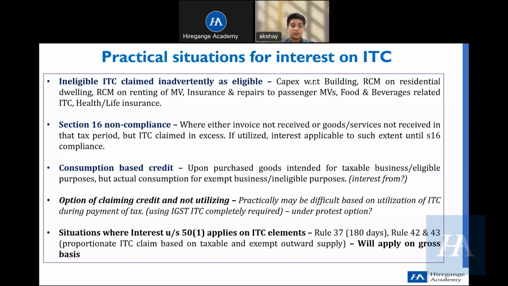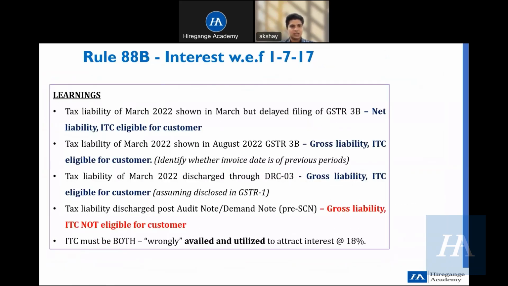In all these scenarios, the interest will not apply on a net liability basis. It will always be on gross liability because the net liability concept comes only in 50 subsection 3. So please keep in mind that 18% is the interest rate for all situations. Alternatively, the net liability concept would only apply for the liability of the month shown in the month, but there has been a delay in filing the returns. If you are in any other scenario, the interest would be on a gross basis. The same has been summarized here in a simple manner for your ease.